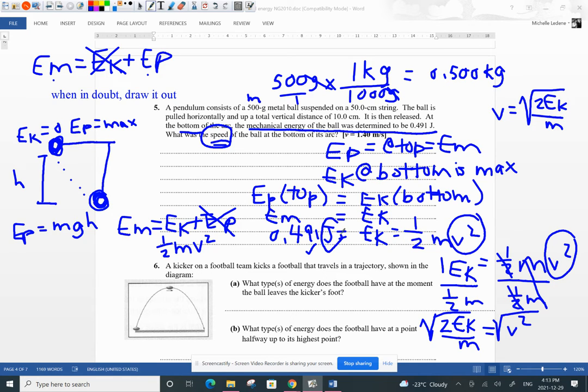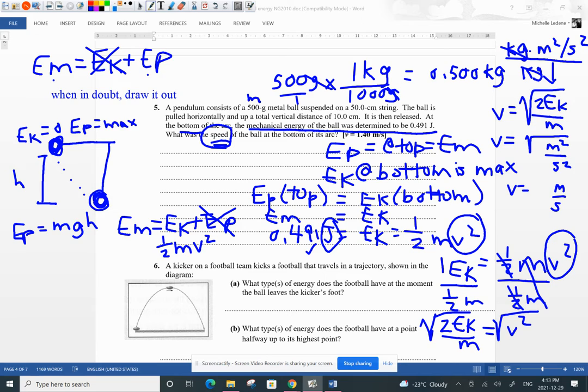Now, we've got one more unit conversion to do here. Instead of writing 0.491 joules for our kinetic energy, we're going to have to convert joules to kilograms meters squared per second squared. So when I divide by my mass in kilograms, I'll be able to cancel out that mass in kilograms, and then my units will be the root of meters squared per second squared, and that gives me meters per second, and that's the unit that I want for speed.